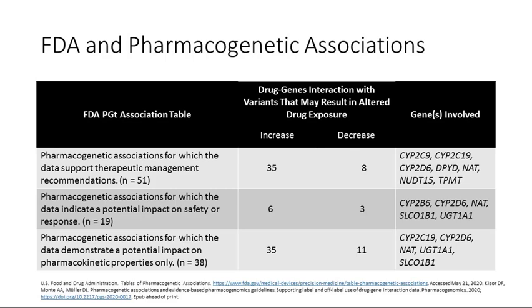And they had 51 total gene-drug interactions. And in some cases, there was an increase in exposure, in some cases a decrease, again, depending on the form of the gene. And you can see the genes involved on the far right. The second table really was related to safety.